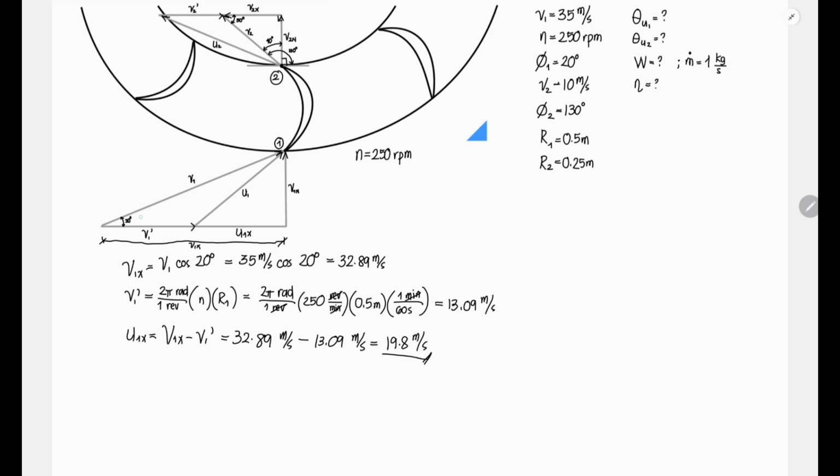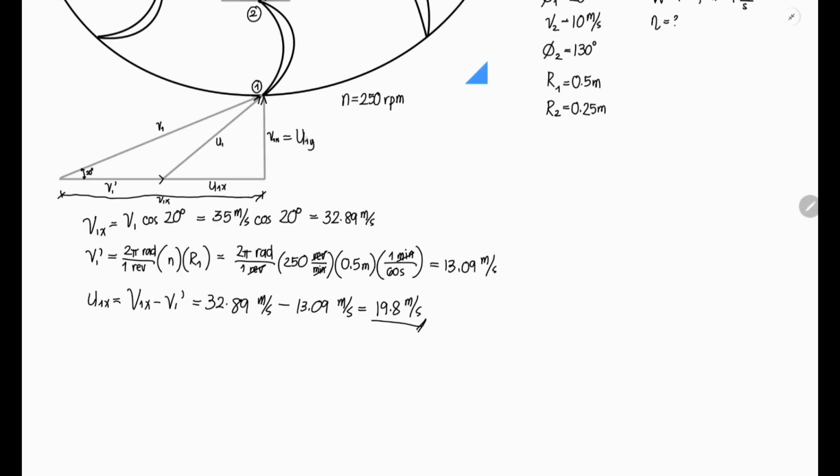Ngayon, using v1 again and the angle of our v1 at inlet, pwede nating ma-determine yung v1n, which is also equal to u1y. So to determine our v1n or our u1y, our formula is v1n equals v1 sine 20 degrees. So that is 35 meters per second sine 20 degrees. Now that is equal to 11.97 meters per second.